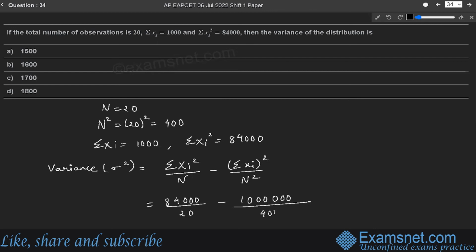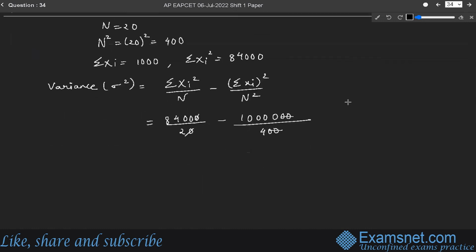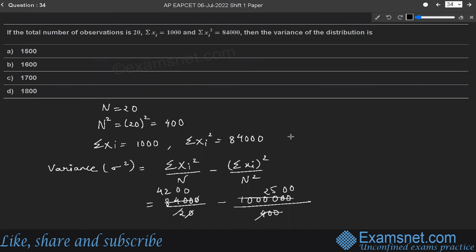divided by 400. So this 0 and 0 will be cancelled. Again, this 0 and 0 will be cancelled. So it will be 2500 and this will be 4200. So it will be 4200 minus 2500, which is equal to 1700. So we can say that the variance for this distribution is 1700, which is option number C here.